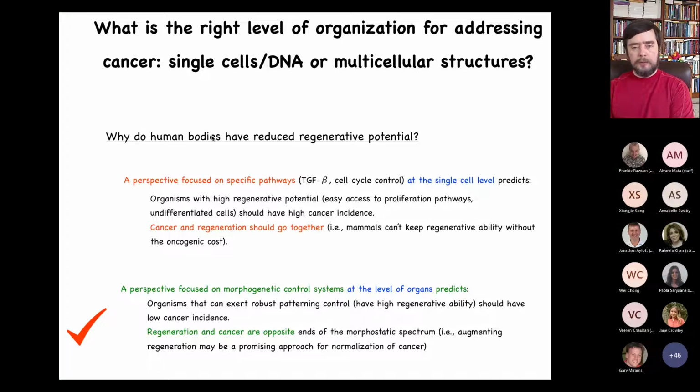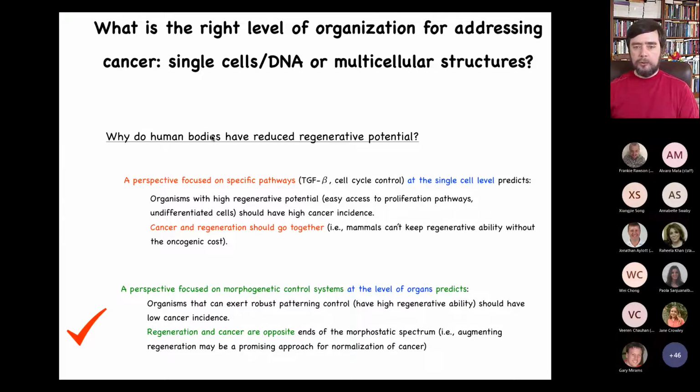But there's a flip side to this, and you can look at it a different way. If you have a perspective focused on morphogenetic control as opposed to single cell states, then you might predict the exact opposite. You might say that actually regeneration and cancer are opposite ends of the spectrum, because if you had good control over what it is that your cells are building, then they should be making healthy tissues and not tumors. And in fact, this is what the data say. The animals that are highly regenerative, in fact, have very low incidences of cancer.